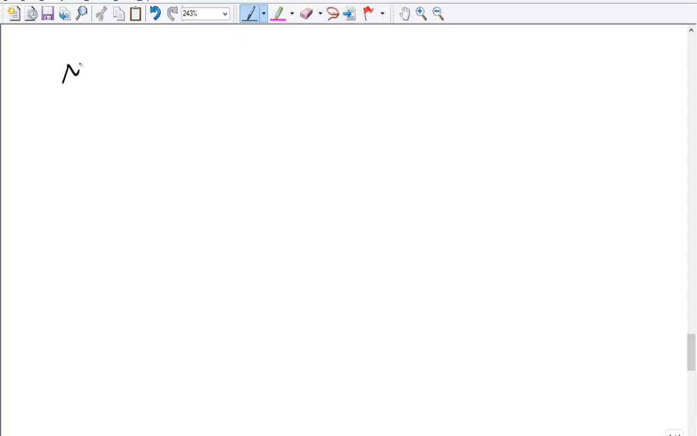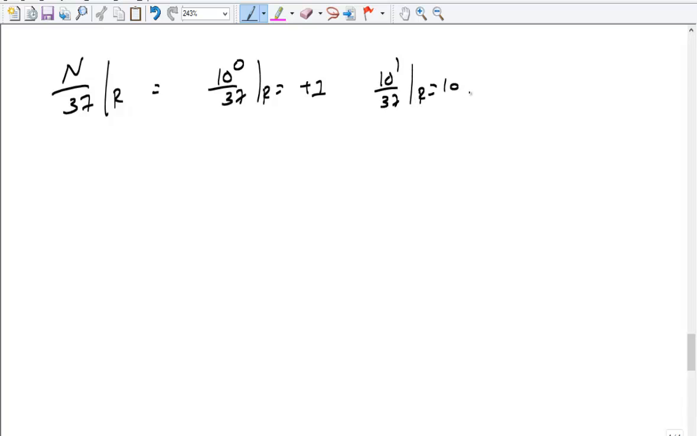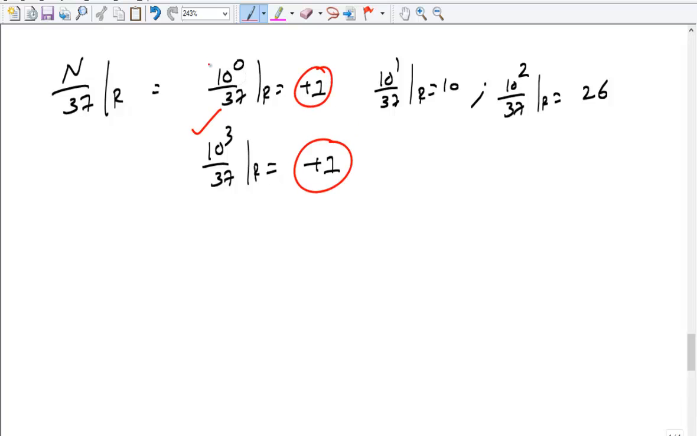Now the final one is n divided by 37 remainder. That's like 10 power 0 by 37 remainder, that is plus 1. 10 power 1 by 37 remainder, that's obviously 10. Don't try to write it as minus 27. The next one, 10 square by 37. The remainder is how much? 26. Now 10 cube by 37. The remainder you get is plus 1. Check this one. We have got plus 1, plus 1. We have got 3 and 0. So now the club size is 3.